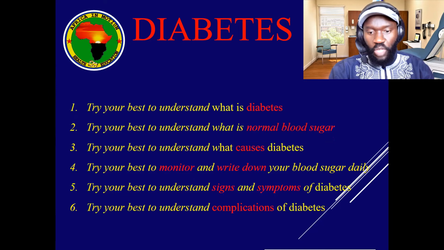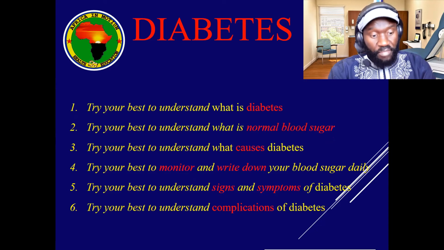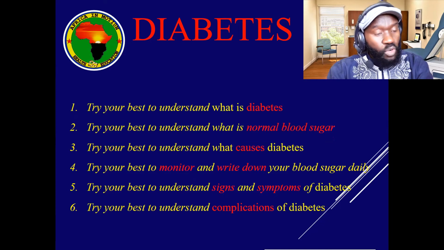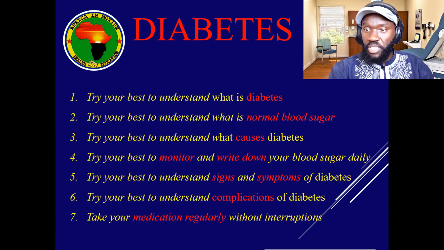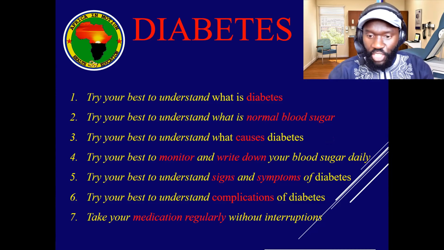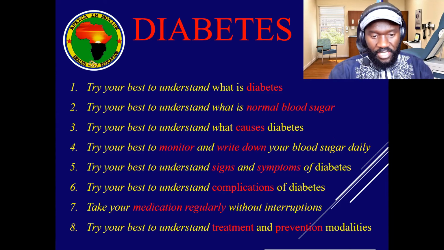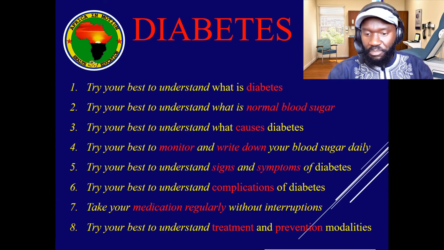Number 6, try to understand the complications. Try to understand what the risks are. If this blood sugar is not controlled, what are the complications? What are the consequences if my blood sugar is not controlled? Number 7, if you are taking your medication, take it regularly without interruption. We call that compliance, adherence to your treatment. Number 8, try your best to understand the treatment and preventive modalities. So we are summarizing everything that we saw in the previous presentations. Try your best to apply this.